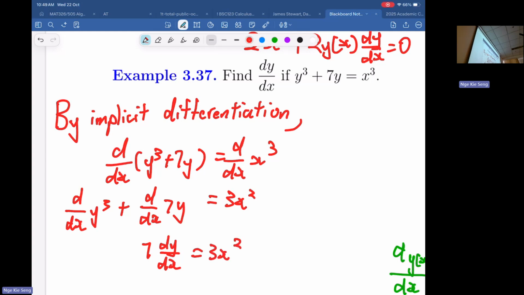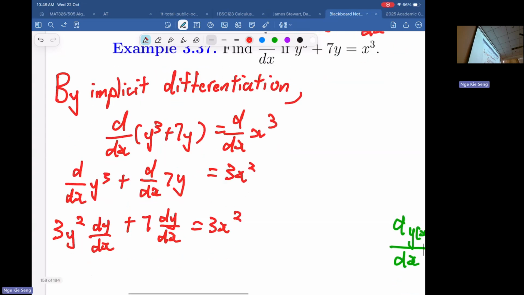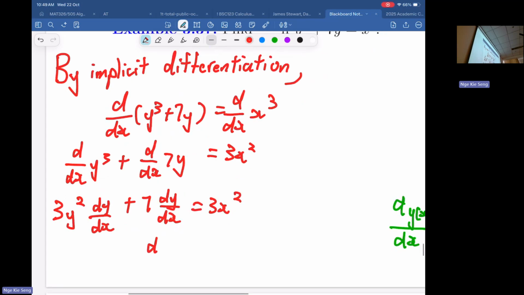But the first one is a bit tricky because you have y to differentiate, and you have the cube to differentiate as well. So you need a chain rule here. If you apply chain rule, what do you get? 3y squared times dy over dx. Then you collect all the dy over dx together, and divide by the sum of the coefficients. I think this is the answer.